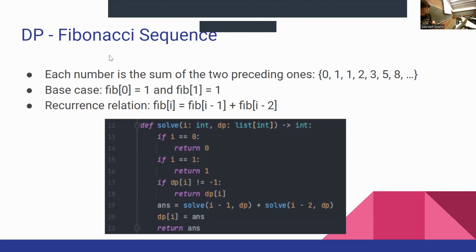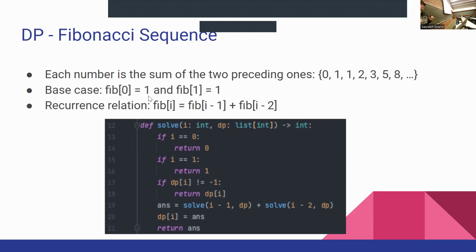One very simple classic example of what DP can do is the Fibonacci sequence. I would think we're all familiar with Fibonacci, but in case not, every number is the sum of the two preceding ones. For example, 8 is the sum of 3 and 5. And you just start from 0 and 1 and build up.